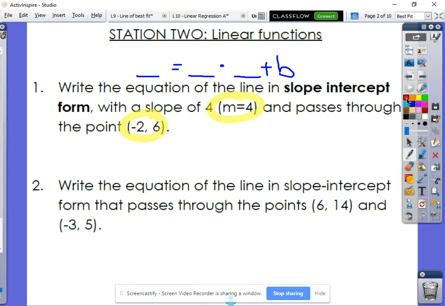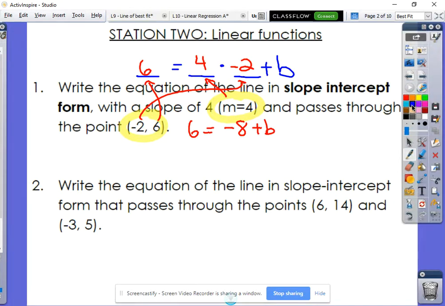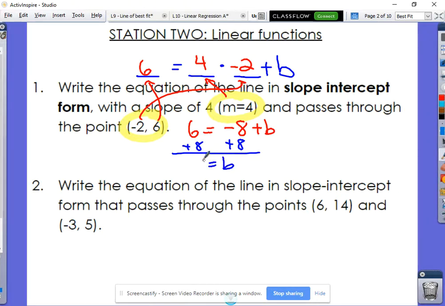And now we're going to plug in my slope. My slope is 4, that's right there. And then my y value is 6, and my x value is -2. So if I simplify, I'm left with 6 equals -8 plus b. Add 8 to both sides, and I'm left with b equals 14.